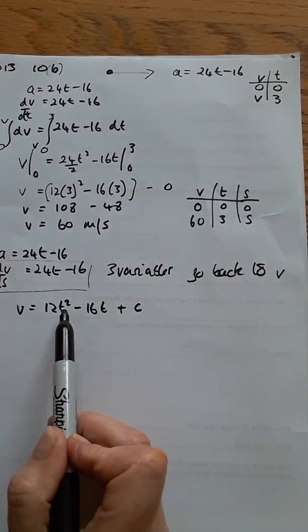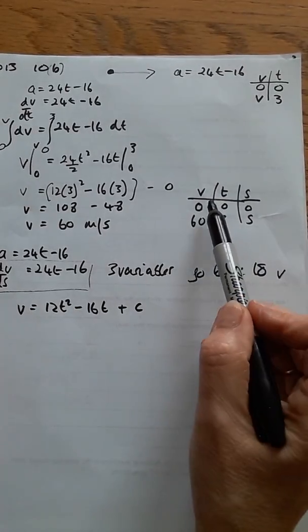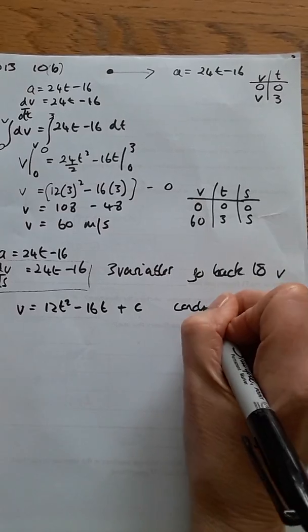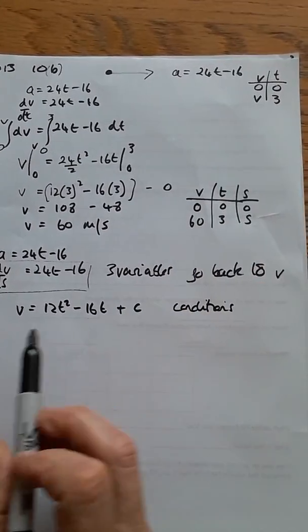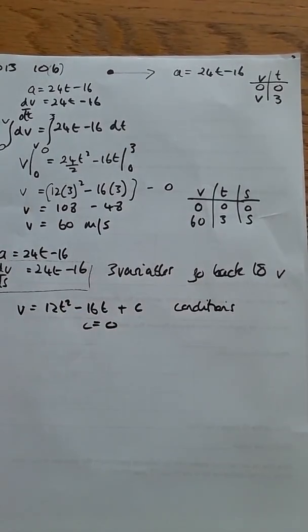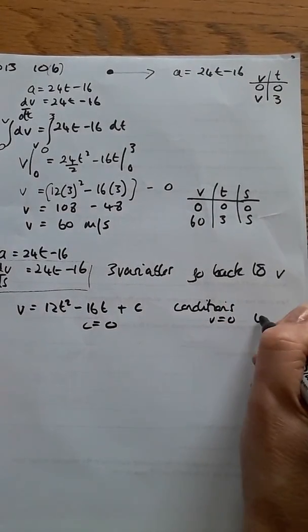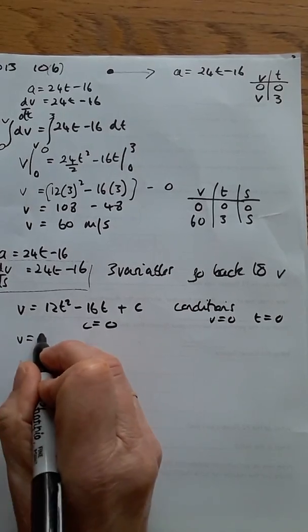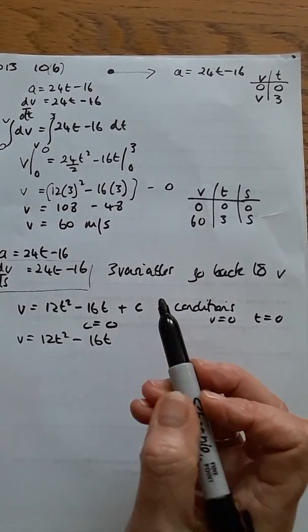Now it's v and t, they're the two things I have. So have a look at your initial expression here for v and t. Your conditions at the very beginning were that v was 0 and t was 0. So if I put v and t in as 0, this will just give me that c is 0. Remember, I'm putting v equal to 0 and t equal to 0. That's where I get c equal to 0. So this really becomes v is equal to 12t squared minus 16t.